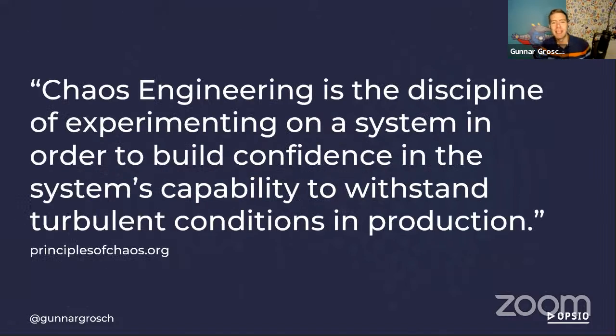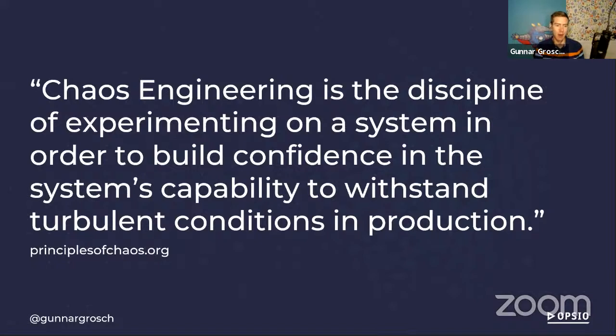So this is a line from the website principlesofchaos.org, and we can't really have a presentation without showing this. Chaos engineering is the discipline of experimenting on a system in order to build confidence in the system's capability to withstand turbulent conditions in production. And when we read this, we see that it's less about doing things that are chaotic and more about experimenting. And so the chaos part of chaos engineering is actually more about what we have already inherent in our systems.